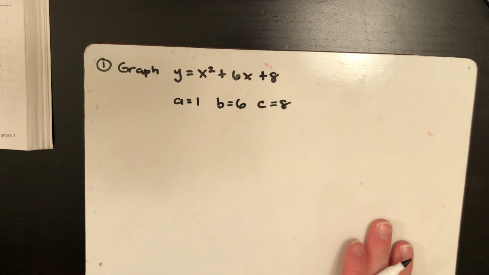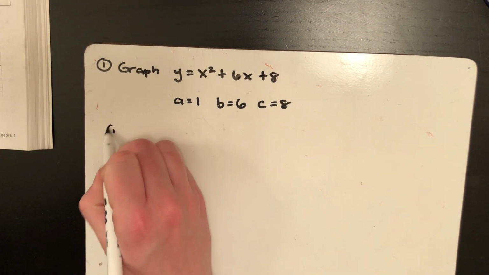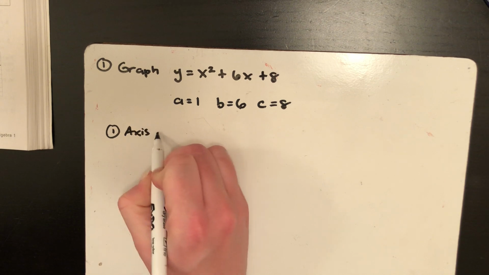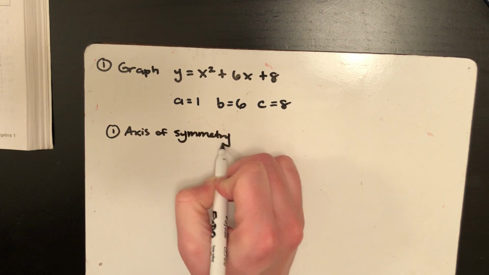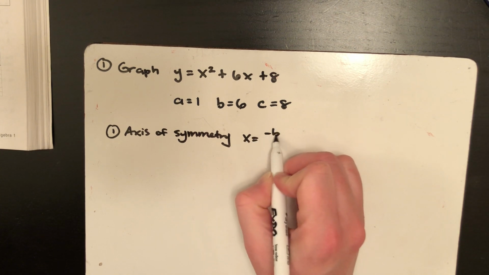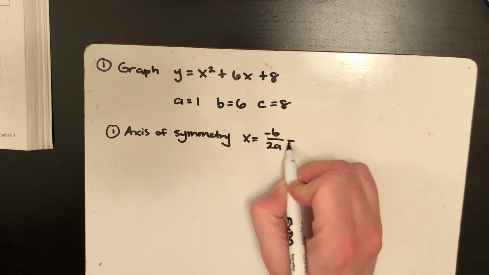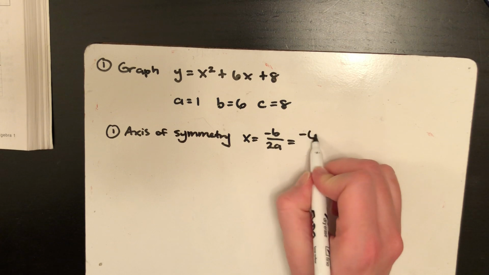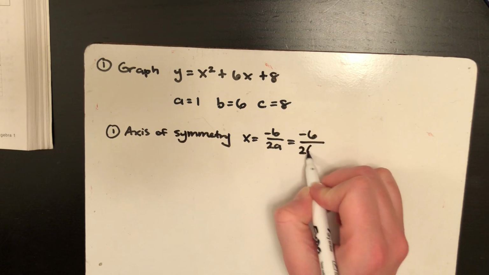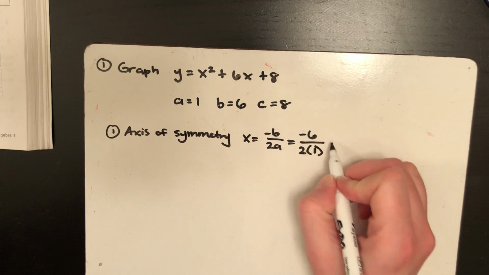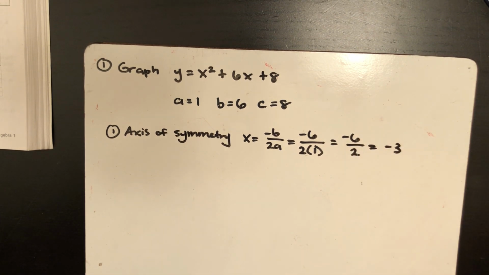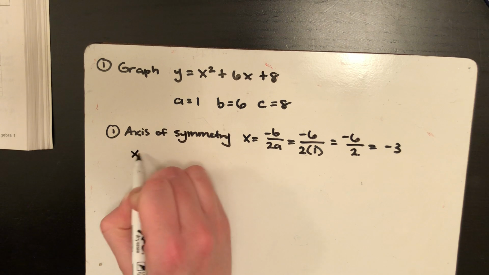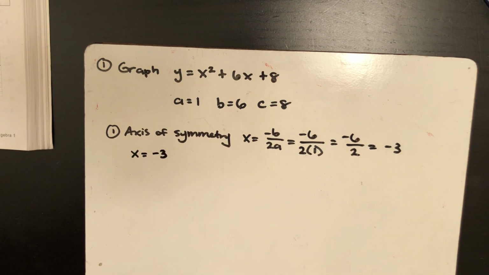So in order to find the axis of symmetry, I'm going to use the formula x equals negative b over 2a. All right, negative b would be negative 6 over 2 times a. Well, a is 1. So negative 6 over 2 times 1 is negative 3. So my axis of symmetry is that x equals negative 3.